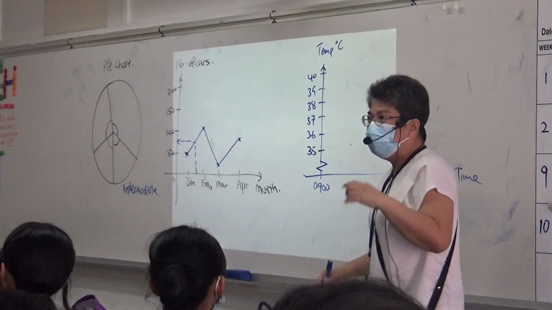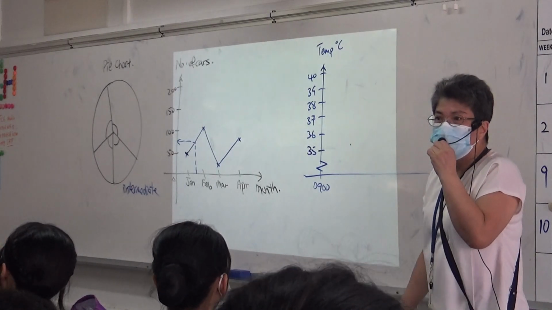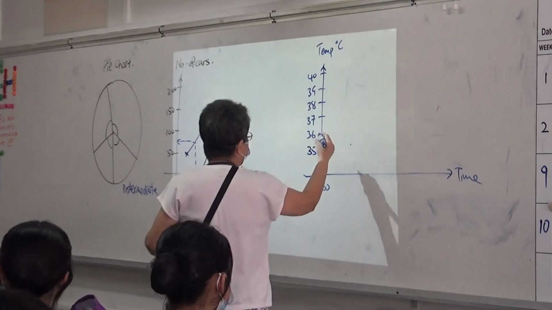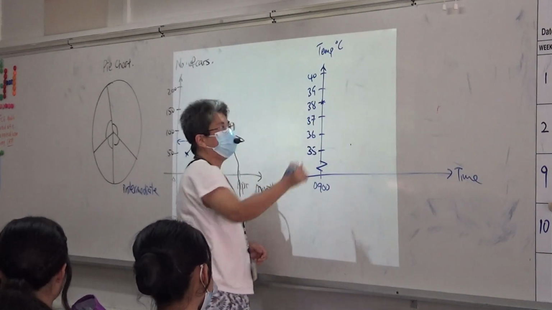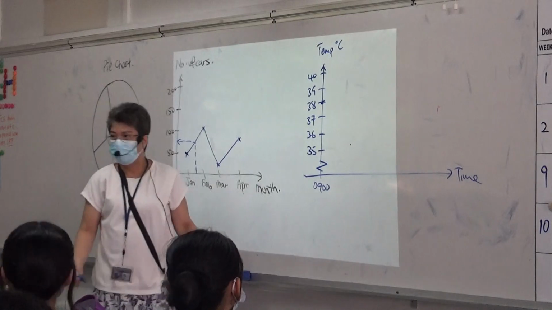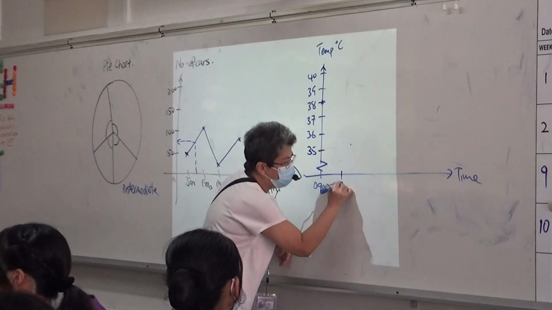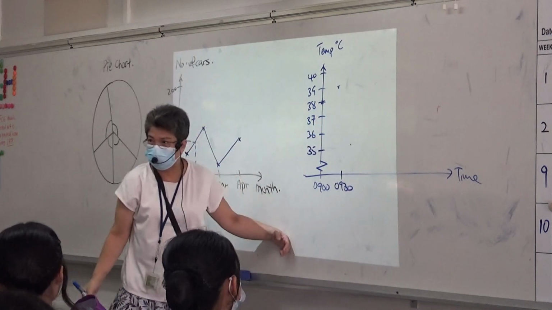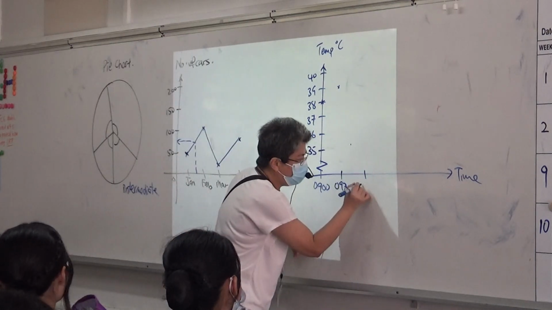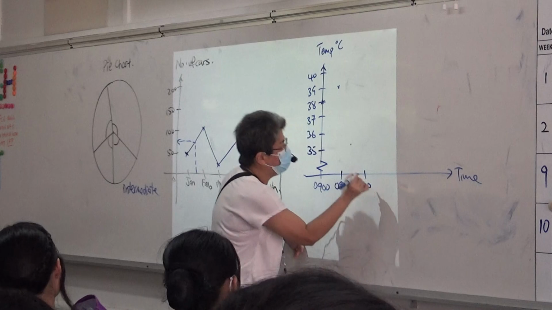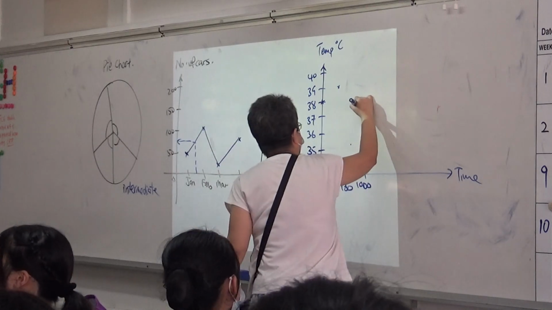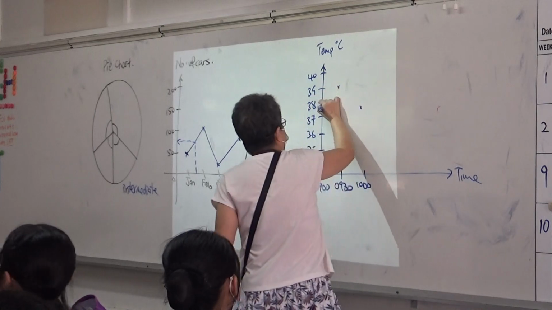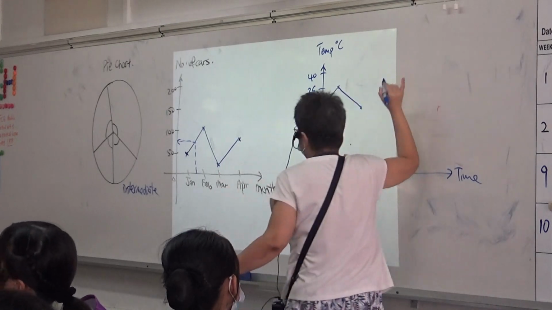Okay? Now, for example, this patient is having fever. Understand? So, at 9 o'clock, it may be 38 degrees Celsius. Then, at 9:30, it could be 39. Then, at 10 o'clock, maybe it came down to 38.5. Can you see it? Like that, so on and so forth.